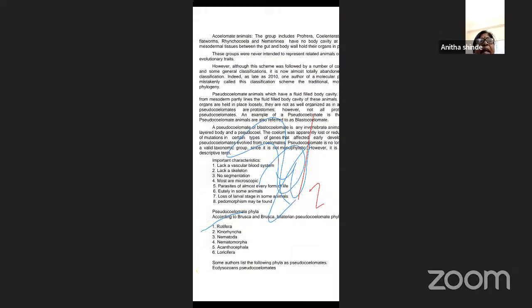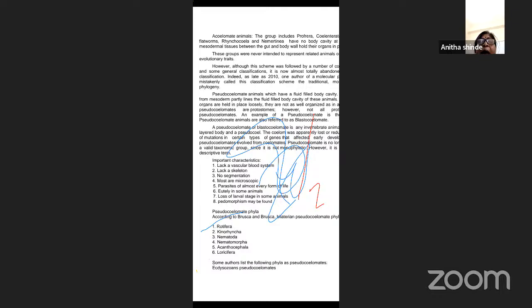Now, do you know what pseudocoelomate animals are? They possess a false coelom. They don't have a true coelom. No doubt, they have a fluid-filled body cavity, formed by the mesoderm. You all know the coelom is formed by the splitting of the mesoderm. But here, the complete mesoderm will not line the fluid-filled body cavity. Only a part of the mesoderm will line the fluid-filled cavity of these animals. So that is why they are called pseudocoelomate animals.